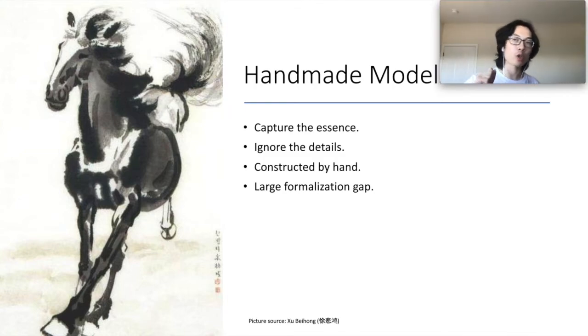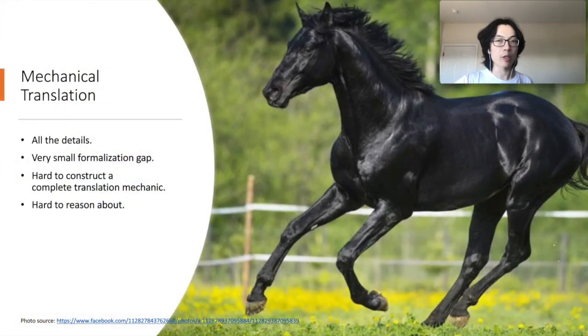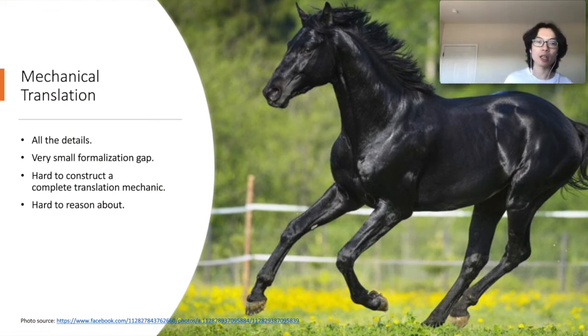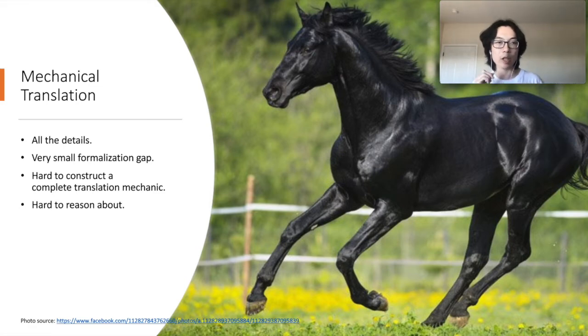Alternatively, one can also try to mechanically translate the program written in one programming language to another one. Now, because this is a mechanical translation that does not involve human effort, this can usually retain all the details of the original program, and therefore exhibit a very small formalization gap. However, one has to first construct a complete translation mechanic from these two programming languages, and this can sometimes be very hard, especially so when the two programming languages have very different sets of features. For example, Coq would require all the programs to be total, while Haskell does not have that restriction.